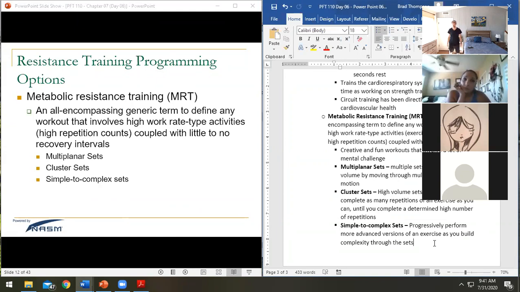So like 1, 2, right, they do their 12. Great, rest. All right, rest over. Now you can do those dumbbell squats again, but now we're gonna add in a bicep curl. So you're gonna do your squat and then come up to a curl, right? Awesome. They do 12, rest, great. Now we're gonna do a squat, curl to shoulder press. So you can build complexity from set 1 to set 2 to set 3.